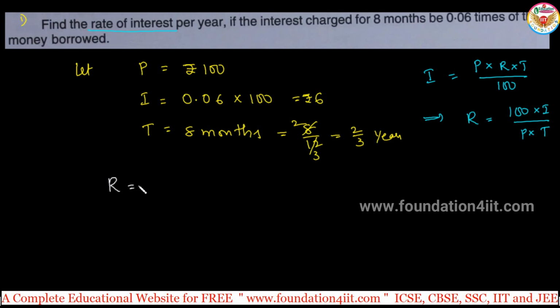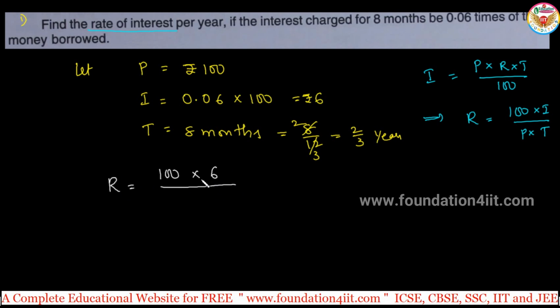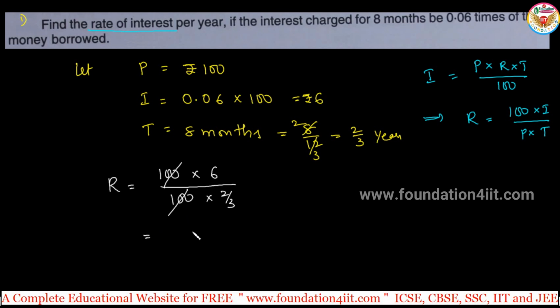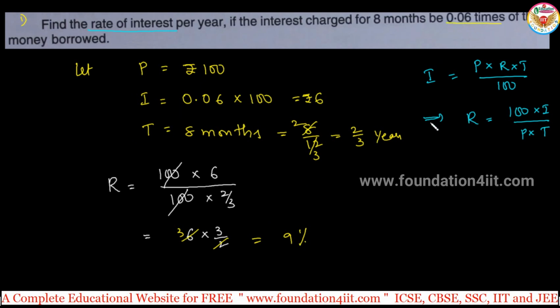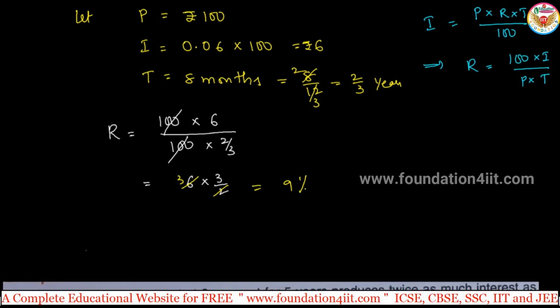Therefore R is equal to 100 into I, that is 100 into 6, divided by P into T. P is 100 and T is 2 by 3. You can calculate this. 100 cancels. 6 into 2 by 3, we can take the reciprocal 3 by 2. Just simplify this: 2 times 3, 3 3s are 9. So 9% is the rate of interest. Based on this sentence we found the interest, and using this formula we got it. Right. Let us see one more question.